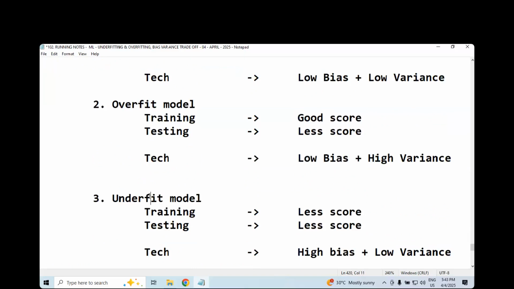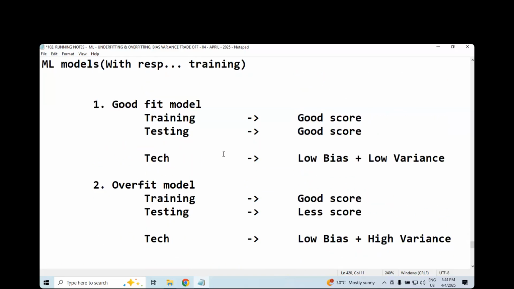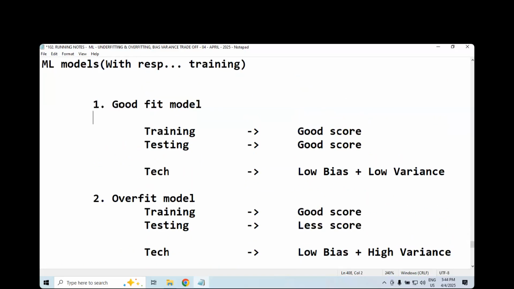Once the training is over, it's the right time to validate the model. What do you mean by validate? How the model is working: whether it is really a good model, an overfit model, or an underfit model. Do you want to know that? Then you just need to apply.